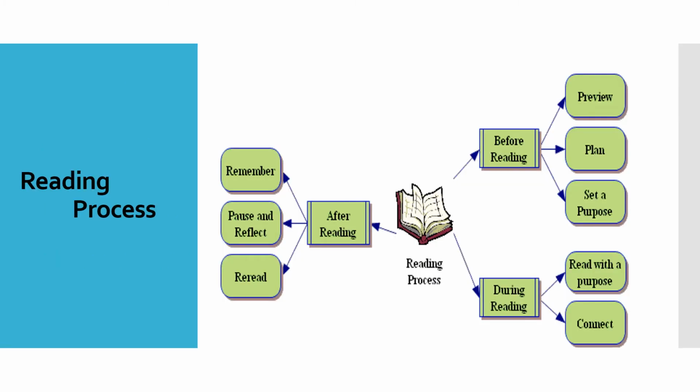Now, as I had told you, reading is not something that happens at the drop of a hat. It is a proper system. It is a proper process. And when there is a process, that means there is a constant flow. So you can look at the flow chart, which tells you that the reading process involves three stages: before reading, during reading, and after reading.